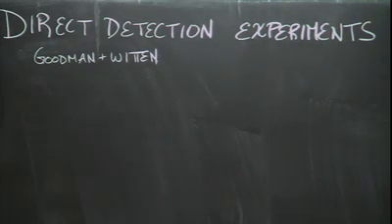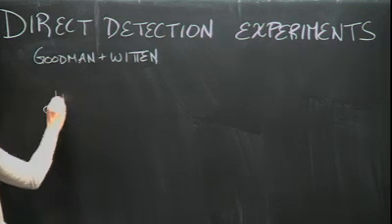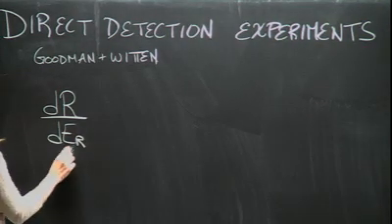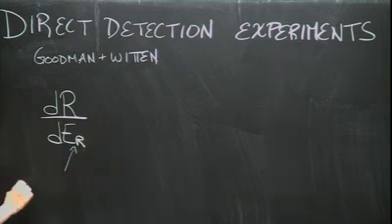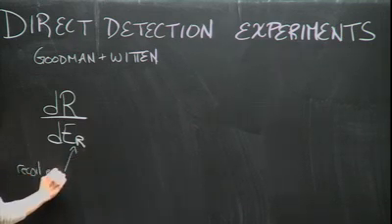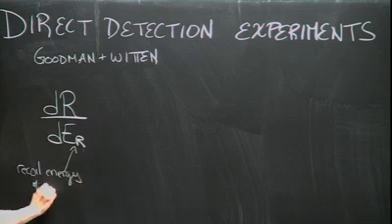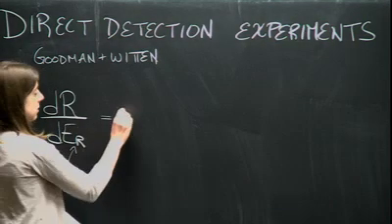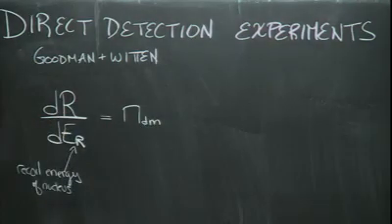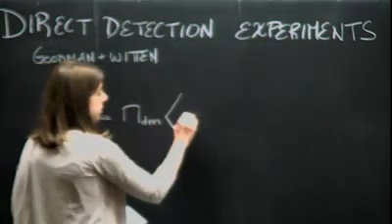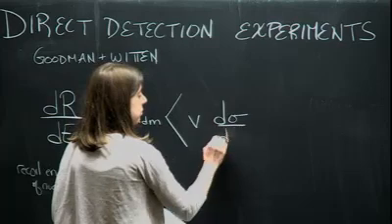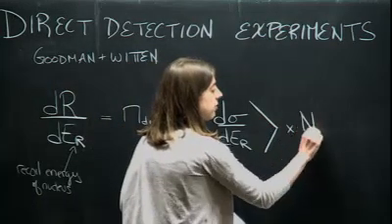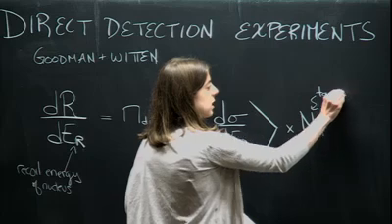So in an experiment like this, the quantity that we're interested in is the differential recoil rate with respect to E_r, where E_r is the recoil energy for the nucleus after the collision. The differential recoil rate for a dark matter particle in one of the nuclei in these detectors just goes as the number density of dark matter particles streaming through the Earth, and then the velocity averaged differential cross-section, and times the number of target nuclei in your detector.